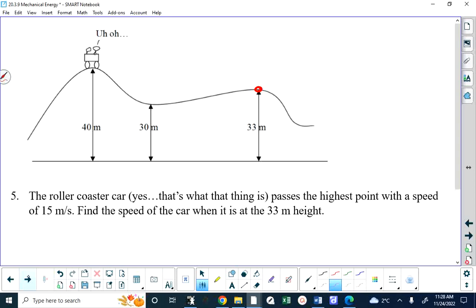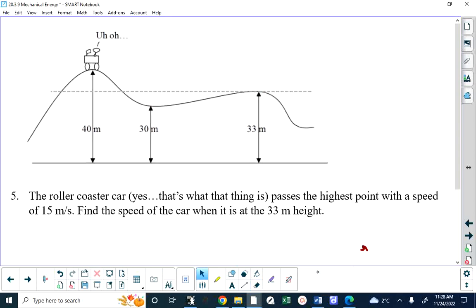So we've talked about this a number of times, but you are allowed to use whatever reference point for mgh you want to. We could use the ground, but then there would be potential and kinetic at the top, and potential and kinetic over here. We could use the lowest point as the reference point, but we would still have potential energy at the 33 meter mark. So the wise thing to do is to use that height of 33 meters as being 0.